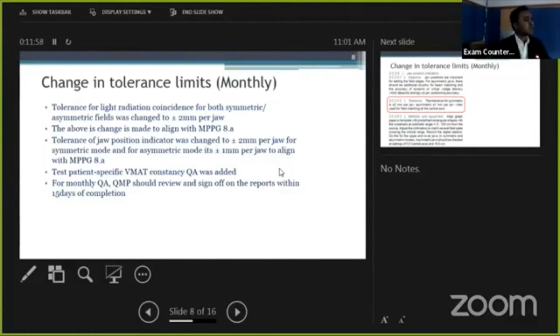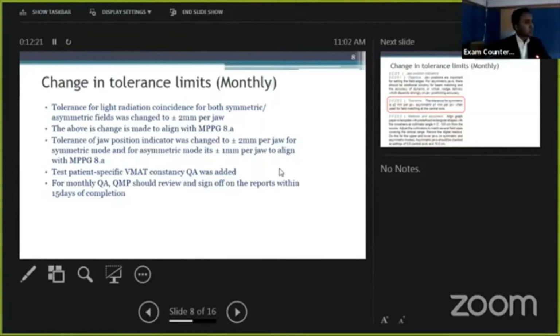Okay, the tolerance for the jaw position indicator was changed to 2 mm per jaw for symmetric mode, and for asymmetric mode it is 1 mm per jaw, to align with MPPG again. So it is also revised. In the monthly QA test, VMAT is added. That is, you need to perform at least one patient-specific VMAT test monthly.